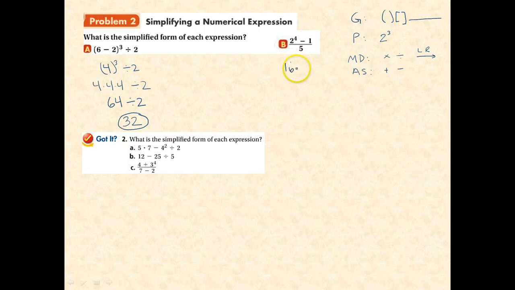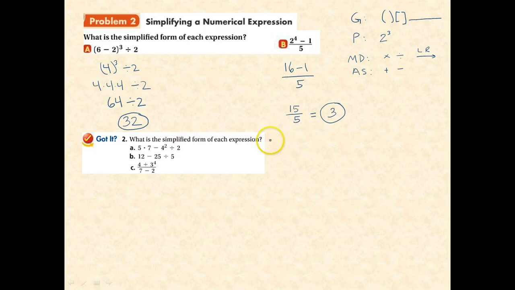So this becomes 16 minus 1 over 5. We're still simplifying the top. So 16 minus 1 is 15. And now we've got 15 divided by 5, which is 3. Alright, so shall we pause and see if you can do these on your own? When you feel like you have your answers down, push play again, and I'll show you the solutions.